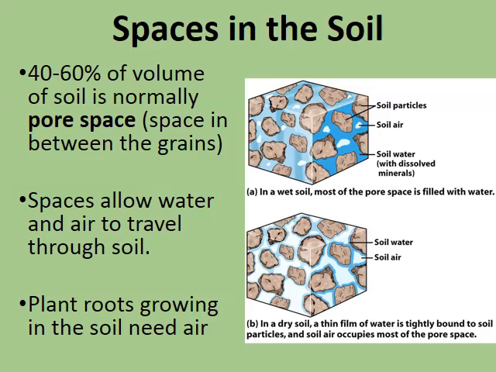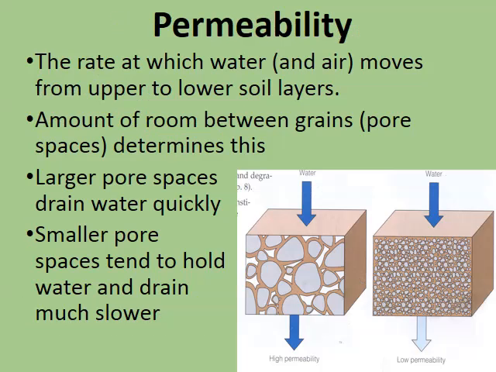Spaces in the soil. About 50% of the soil is those pore spaces. Okay, remember 25% air, 25% water. Your spaces allow this water and air to travel through the soil, and your plant roots need air and they need water. So these spaces provide all of this for your plants. Spaces also have to do with permeability. That's the rate at which water and air move from the upper to the lower soil layers because of gravity. So your pore spaces, the amount of room between the grains, determines your permeability.